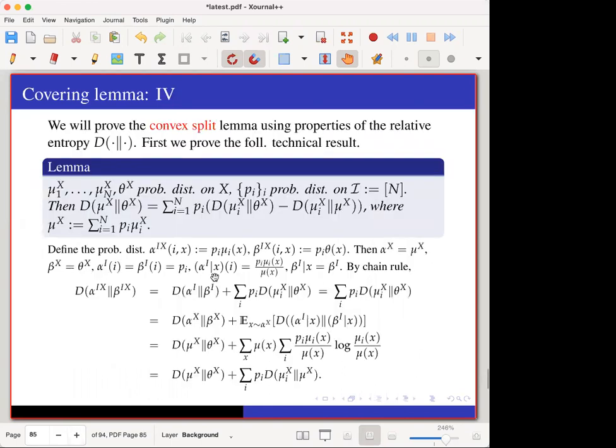Okay, so let's dive into the proof. So we'll prove the convex split lemma using properties of the relative entropy. First, you have to prove the following technical result. Okay. So let's parse it slowly. It is not as scary as it looks.